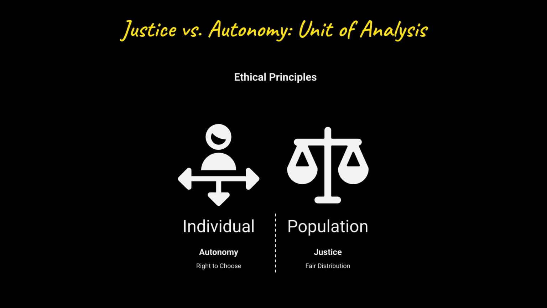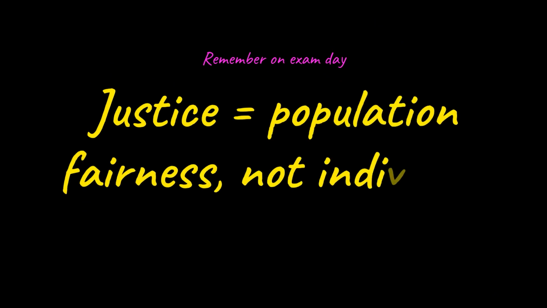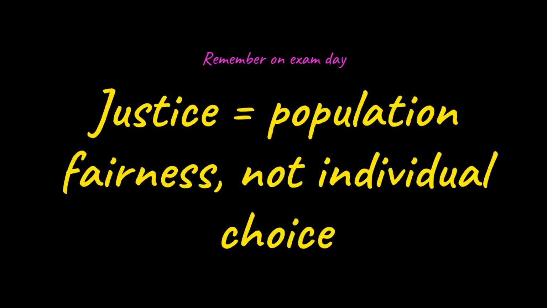The classic exam trap is confusing justice with autonomy. Autonomy protects the individual's right to choose. Justice operates at the population level. A study can fully respect every participant's autonomy while still violating justice by systematically drawing from one vulnerable community. When a stem describes concerns about which groups are enrolled or who benefits from results, that is a justice question. Look for signal phrases like fair selection, equitable distribution, and who bears the burdens. And remember, the unit of analysis is the group, not the person.